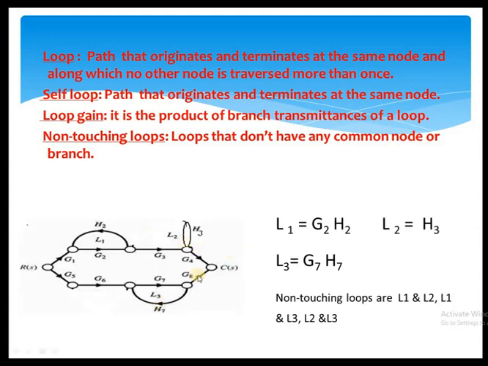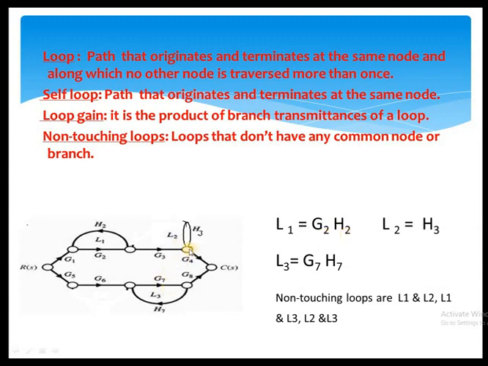For example, consider this SFG. Here there are three possible loops, including the self loop: L1, L2, L3. L1 is where we travel from this node through G2 and go back through H2, reaching the same node. What is the loop gain here? The product of gain values while tracing this loop, that is G2, H2. That's why the L1 gain is G2, H2.